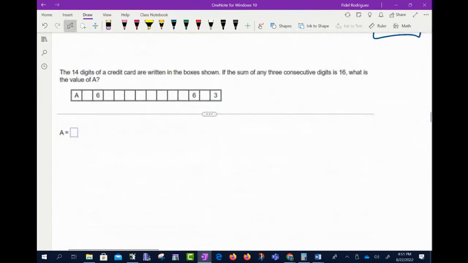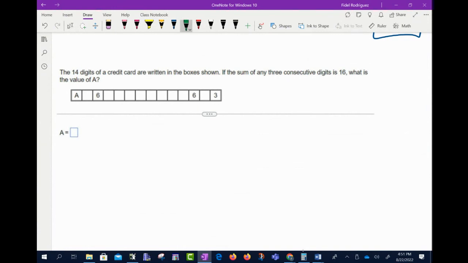All right. Next one here says, the 14 digits of a credit card are written in the boxes shown. If the sum of any 3 consecutive digits is 16, what is the value of A?